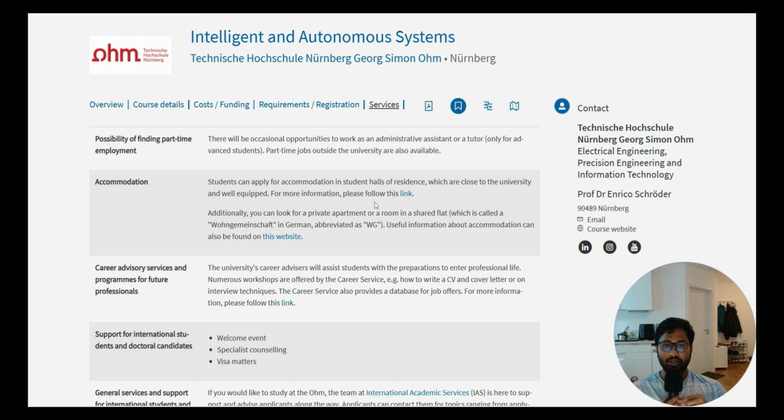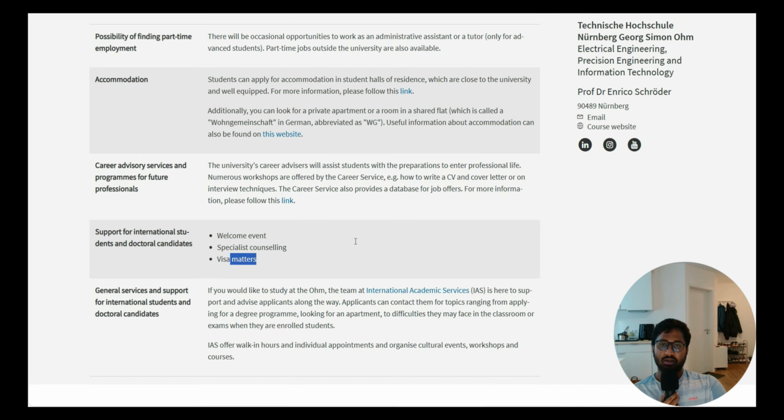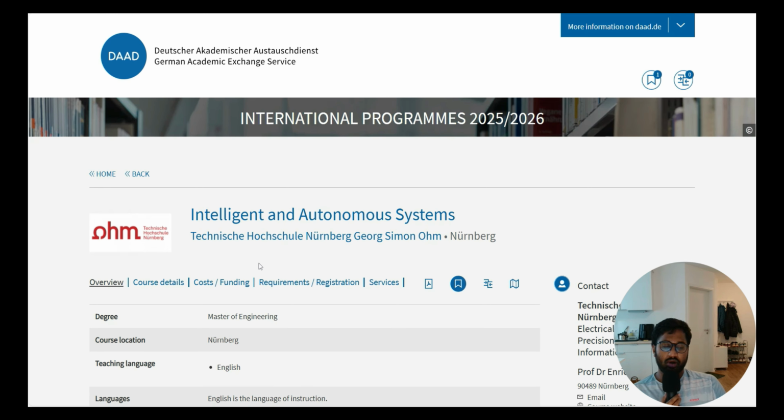In accommodation, after getting an admission, I suggest that you apply with your admission letter for a student dorm or Studentenwerk. Then you can also get a place in the dorm. But if you don't get a dorm, then you have to look for private accommodation, for example in WG or other things. Then you will also have your student international committee, where they have welcome events, specialist counselling, visa matters and other things. And if you want to get to know about the college, you can search for the Technical Institute in Nuremberg and look at the people who have done this course, the alumni, what the courses are, when the college is open and other things.